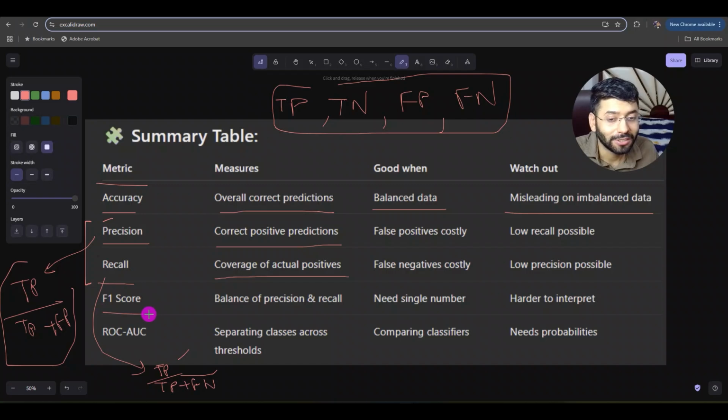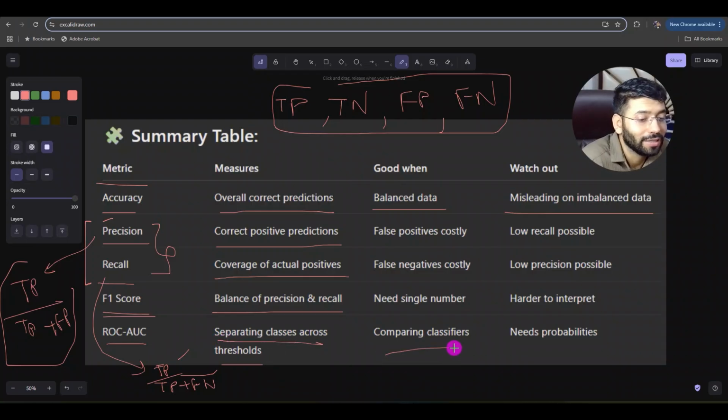And then we have the F1 score metric, which is a balance of precision and recall. It provides the harmonic mean of precision and recall, so in a single metric we are able to see the balance of precision and recall. And then lastly we have ROC AUC, which measures separating classes across thresholds. It is good for comparing classifiers, and what we need to watch out for is that it requires probabilities.